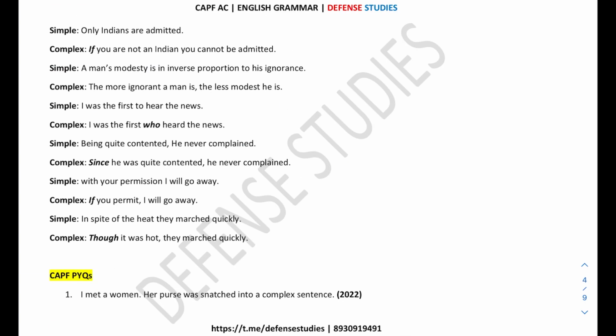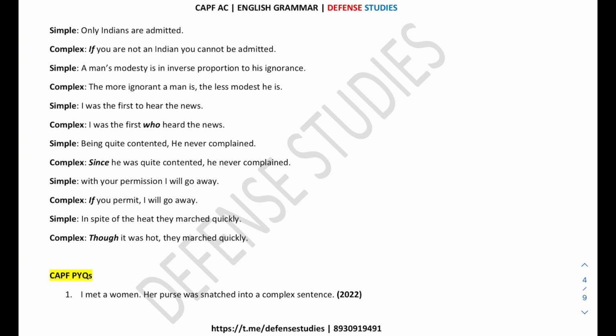Next is again: only Indians are admitted. If you ever find this kind of statement, you need to use the if conjunction. So: if you are not an Indian, you cannot be admitted. Now, a man's modesty is in inverse proportion to his ignorance. You can convert it into a complex sentence with the help of the more, the less: the more ignorant a man, the less modest he is. So this kind of conjunction you can also use.